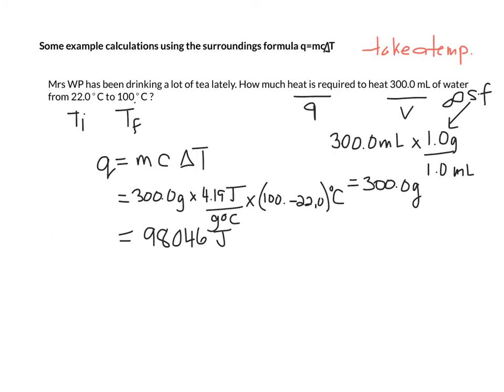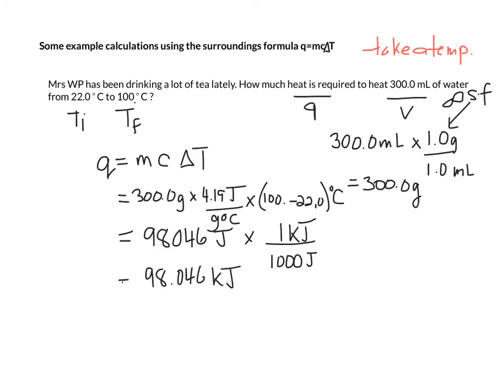The answer to this is 98,046 joules. Now, we often convert all of our joules to kilojoules. There's 1,000 joules in a kilojoule. Again, this is a conversion factor, so an infinite number of significant digits. So this is 98.046 kilojoules.